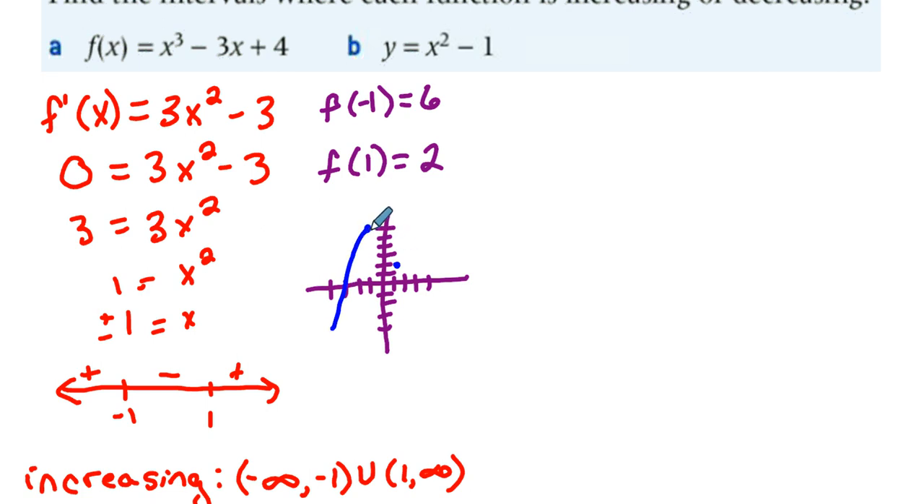And then at this point, it has that turn of some sort. And then from -1 to 1, it has a negative slope. It's decreasing, so it turns around down to that value. And then from 1 to infinity, it's increasing, so it turns around there and starts curving up again.